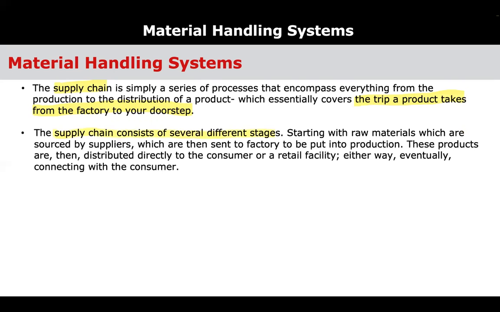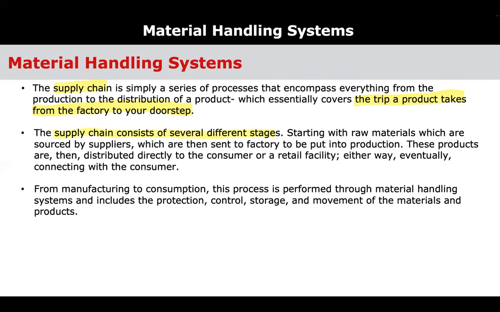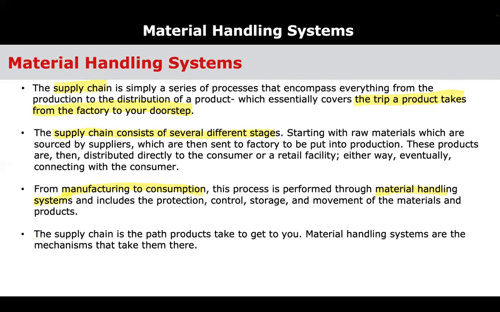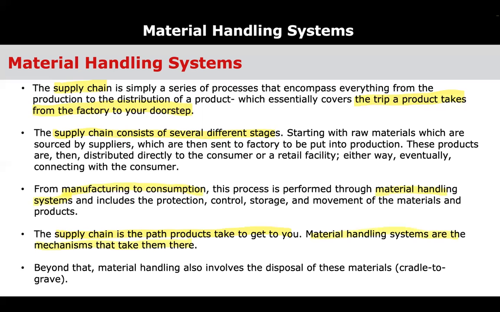The supply chain consists of several different stages, starting with the raw material, through suppliers, to the factory production, distribution, and everything. From manufacturing to consumption, the process is performed by material handling. Again, the supply chain is the path a product takes to get to you, which reinforces the importance of the material handling system.